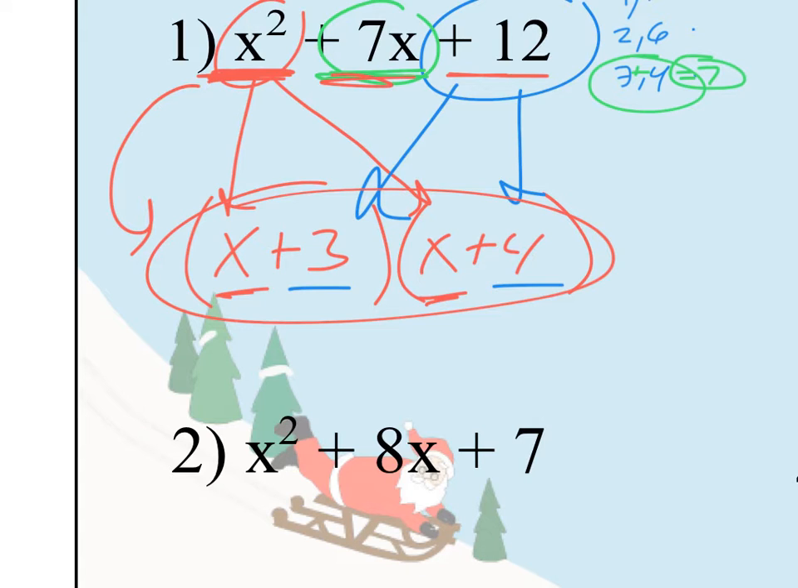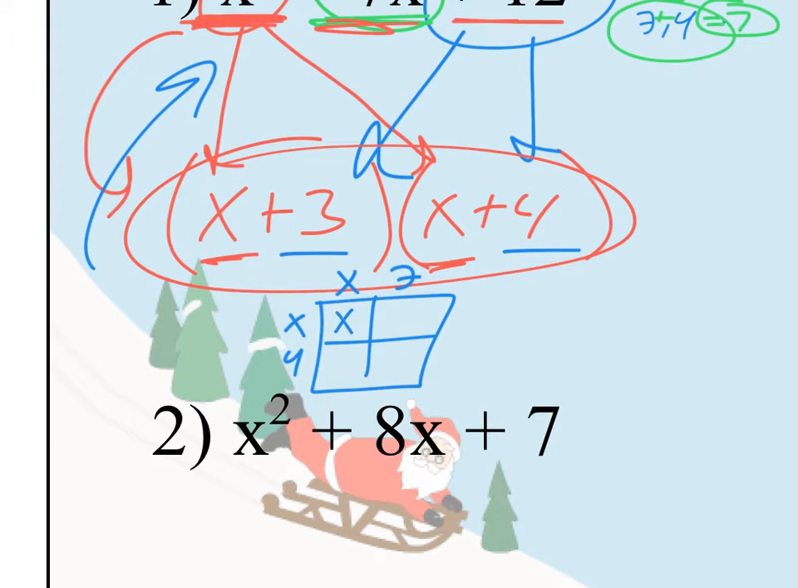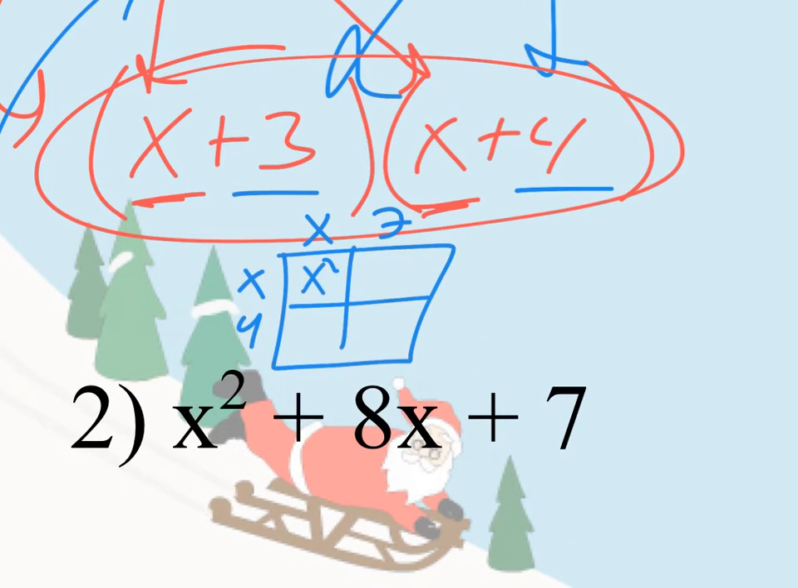But if you didn't know, or if you weren't sure about your answer, you could now use the table method or FOIL and double check and make sure that you got it right. So if I multiply x plus 3 and x plus 4, it should give me the original. Otherwise, it wouldn't work. So the top left corner, x times x gives me x squared.